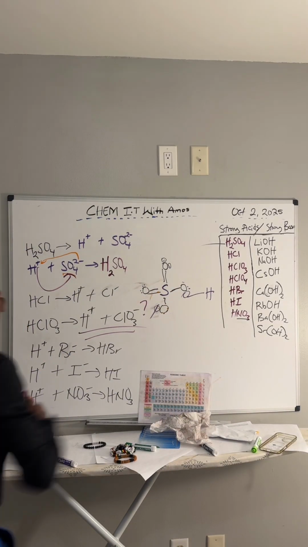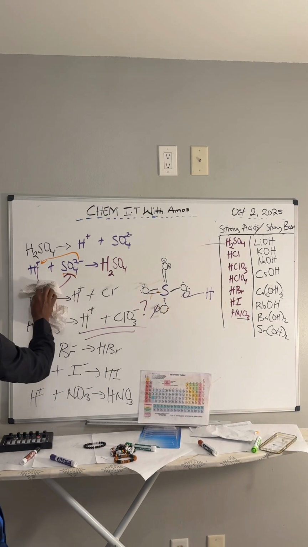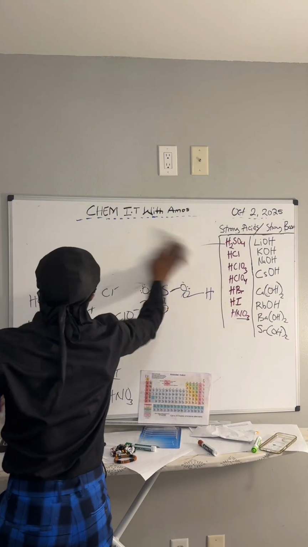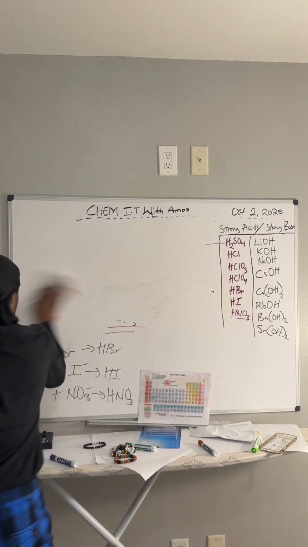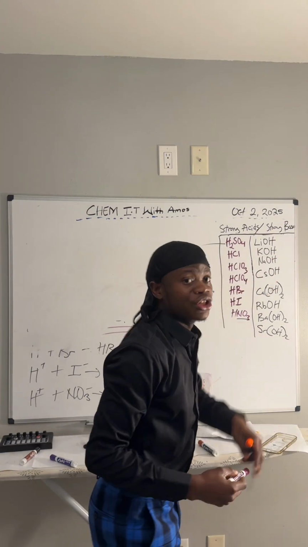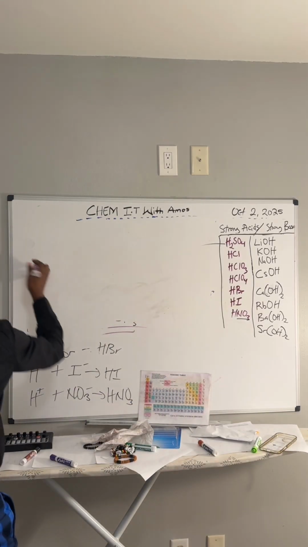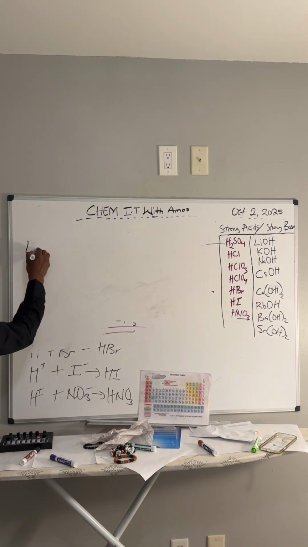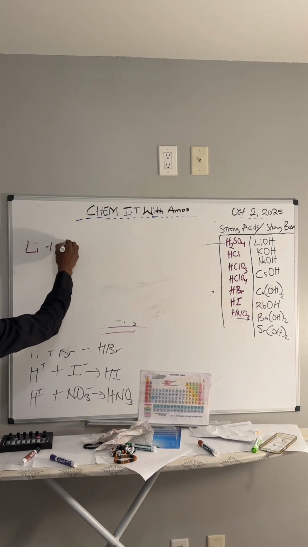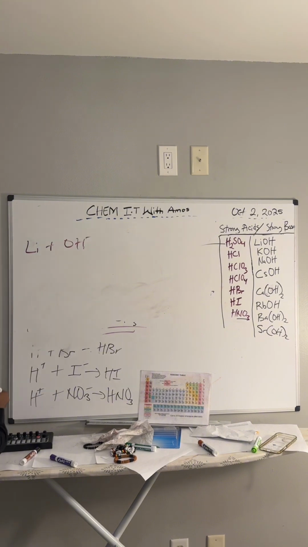We can move to strong bases. It's very easy. Do you know how this compound was being formed? Lithium hydroxide. Initially, it was Li plus and OH minus. Why? Because this guy is in group 1, so it has positive charge.